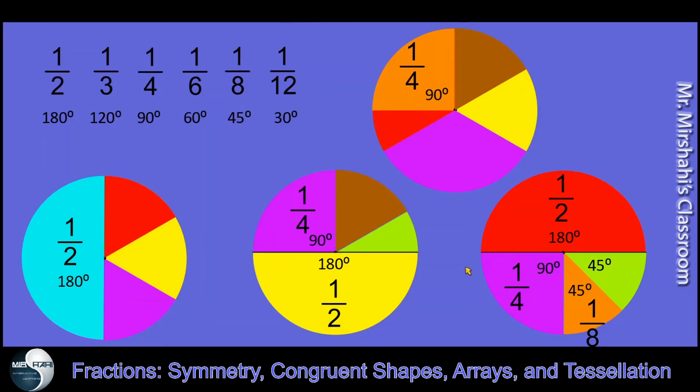And what's left? Let's look at, oh, we have this one. This is also not too hard to figure out. 3 pieces make a half, so I need 6 of these to fill the whole thing. So that's 1/6, which is 60 degrees. 1/6 and 1/6, and they're all 60 degrees each.